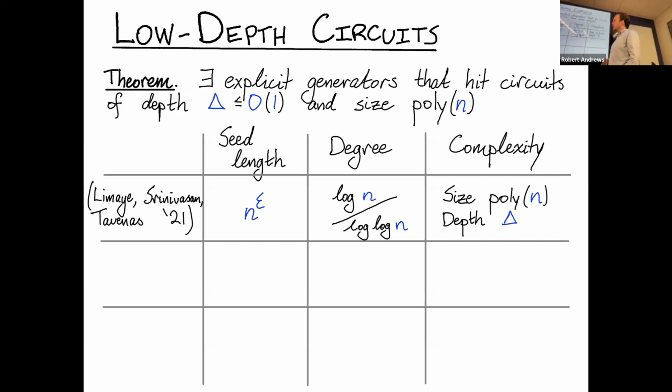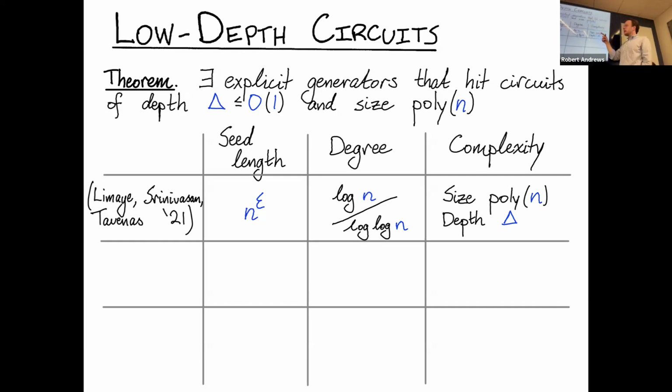So their generator has seed length n to the epsilon. You should think of epsilon as a small constant, like 1 over a million, or even something slightly subconstant. The degree is small, like log n over log log n. But the complexity of this generator is very tightly coupled to the circuit you're trying to hit. If you're trying to hit a circuit of depth delta and polynomial size, this generator is going to correspond to evaluations of some polynomial that's hard for these parameters, right?